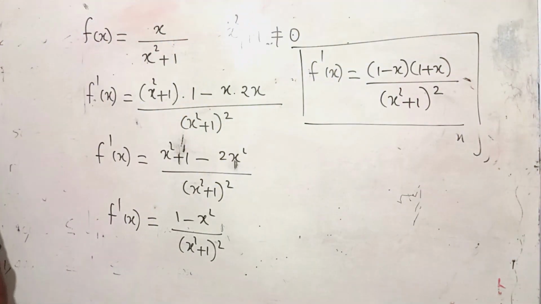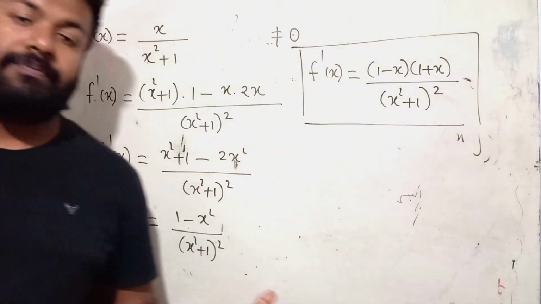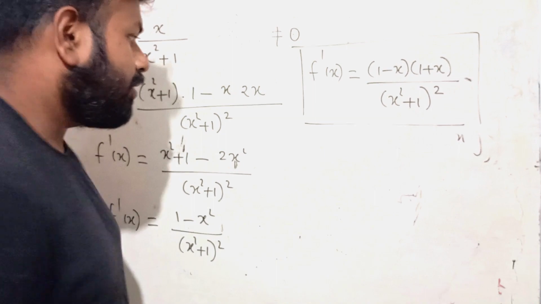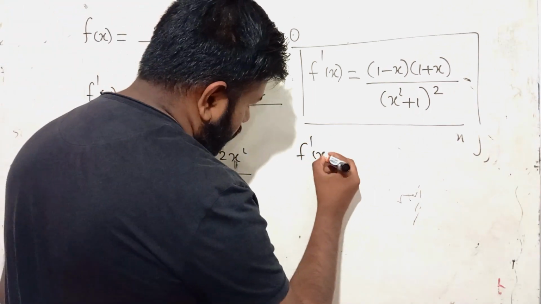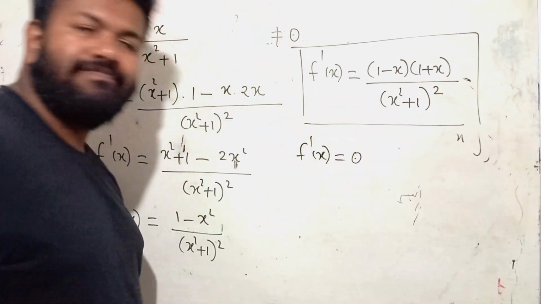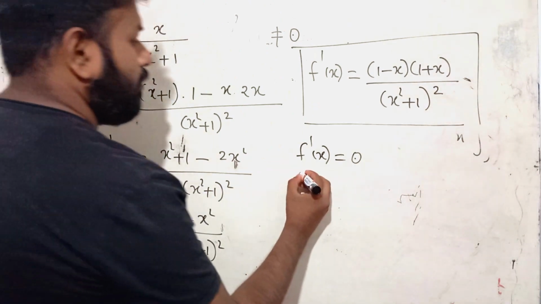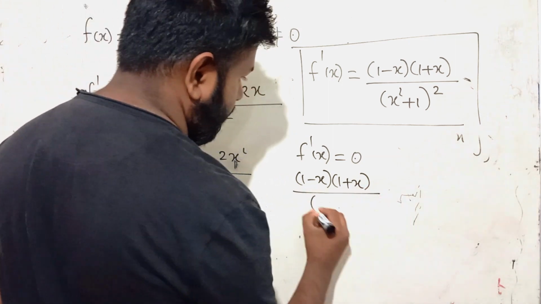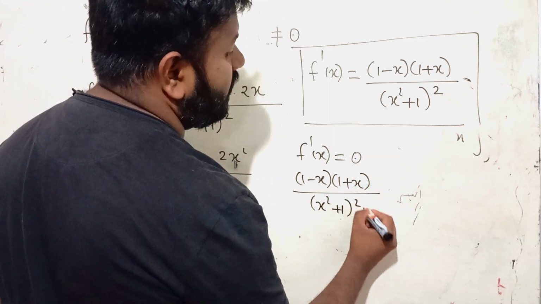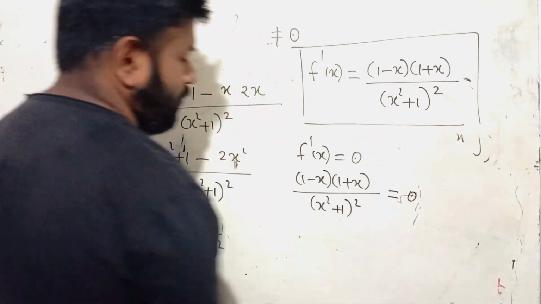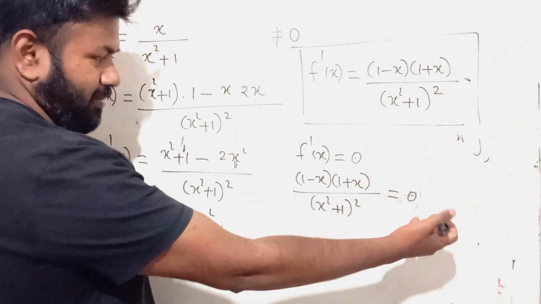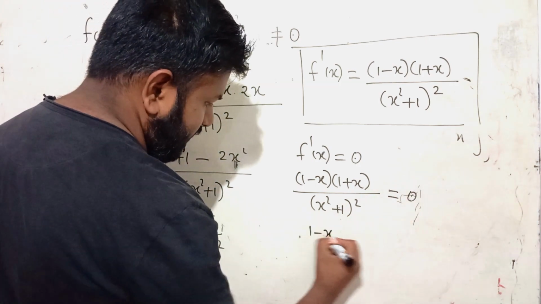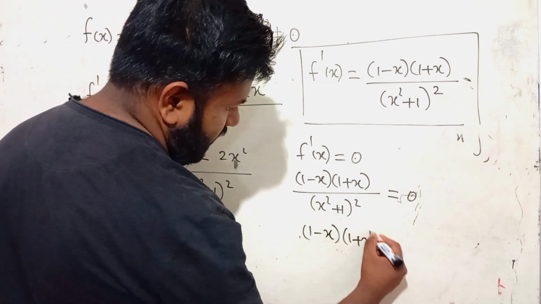From this first derivative of this function, we can find the turning points. So how can you find it? In order to find the turning points, you have to equate f dash x to 0. So 1 minus x into 1 plus x divided by x squared plus 1 whole thing square is equal to 0. So you can just multiply this one, so 1 minus x into 1 plus x has to be equal to 0.